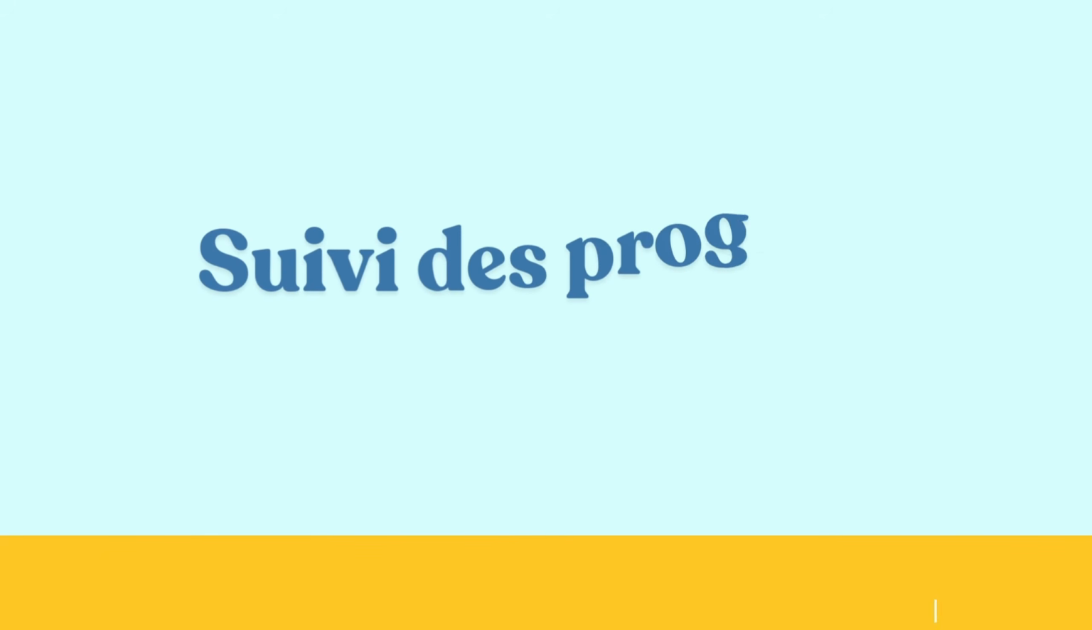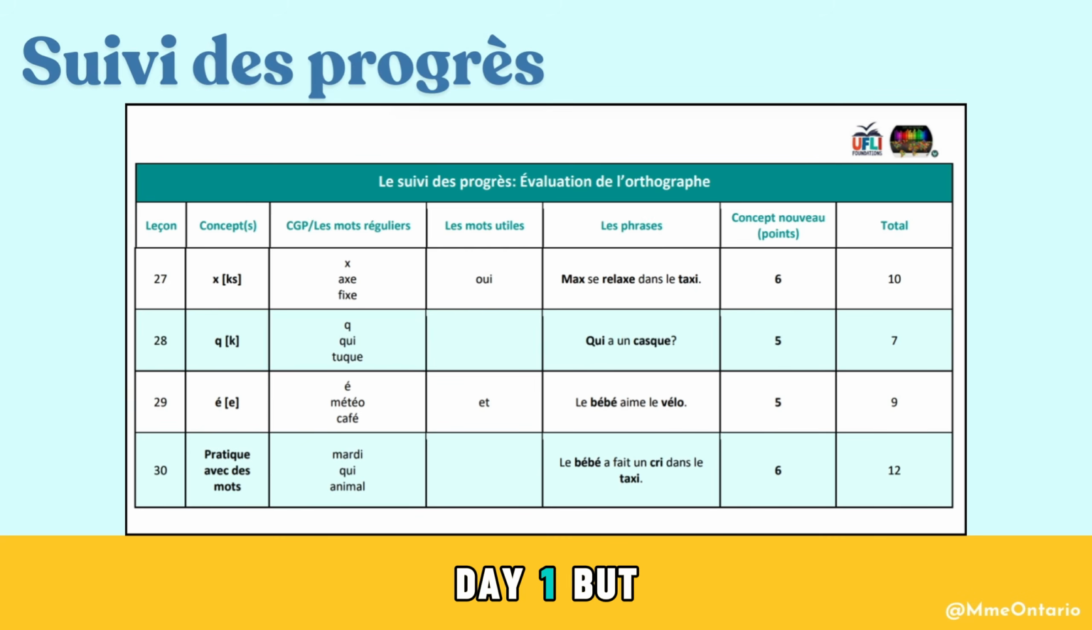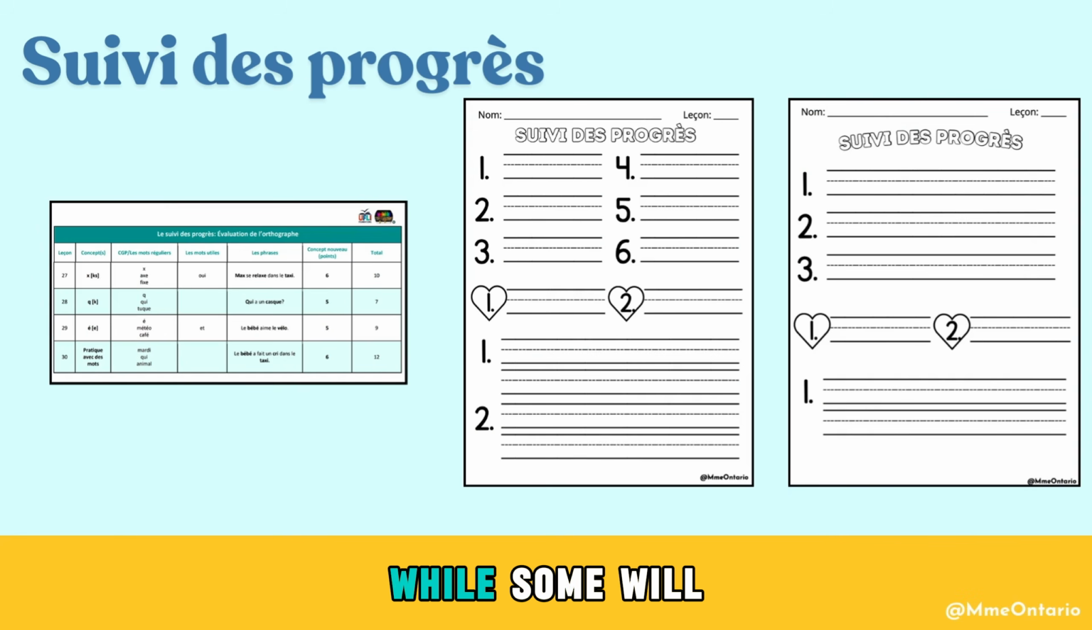Le suivi de progrès is to be used after the completion of the lesson, so not after day 1, but after day 2. It is used to progress monitor and check in on the students' understanding of the new concept. It is organized by lesson and shows which words they can be assessed on, les mots réguliers et les mots utiles, as well as a sentence to write using the new concepts learned. Some teachers will choose to do this after every lesson, while some will do it after the 2 lessons.